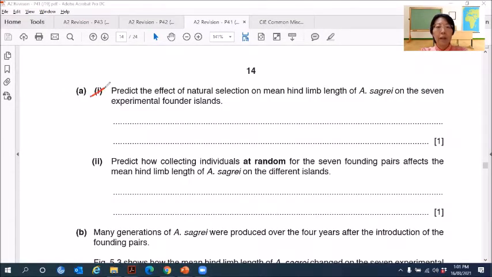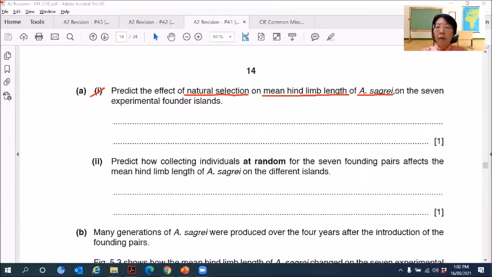Okay, predict the effect of natural selection on the mean hind limb length of the lizard on the 7 experimental founder islands. So that means now we have placed groups of the original lizards into 7 different islands. So they are subjected to natural selection in each of the 7 islands separately. So what is the effect of this natural selection?